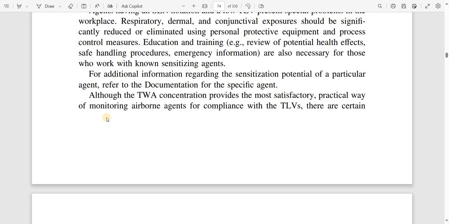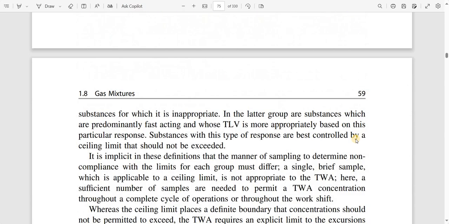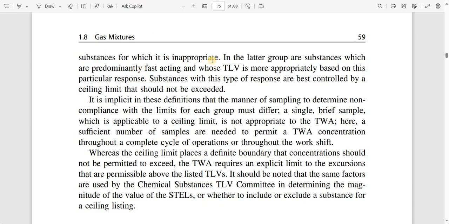Although the TWA concentration provides the most satisfactory practical way of monitoring airborne agents for compliance with the TLVs, there are certain substances for which it is inappropriate. In the latter group are substances which are predominantly fast acting and whose TLV is more appropriately based on this particular response. Substances with this type of response are best controlled by a ceiling limit that should not be exceeded.